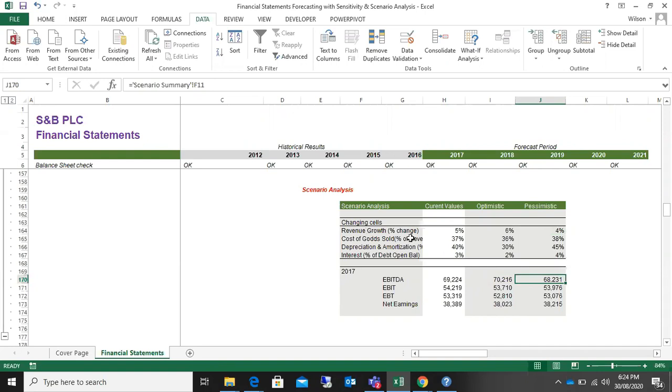If we are currently at 37%, and we are optimistic that cost of goods sold as a percentage of revenue will drop to 36%, what will happen? Of course, it's going to impact our EBIT positively. You can see 53, and if it is pessimistic, it's negative, 53.9. Look at EBIT, look at net earnings as well. So that's the interpretation.